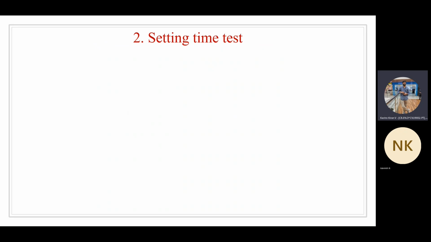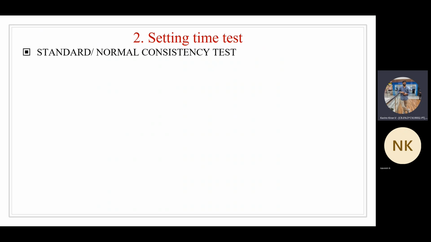And the next one is called the setting time test, or setting time of cement. Before we do the setting time of cement, we are going to do one test which is called standard consistency or normal consistency. We cannot directly jump into doing the setting time of cement. So first we have to do the standard consistency test, and based on the result that you get in the standard consistency test, you are going to use it for the setting time test.